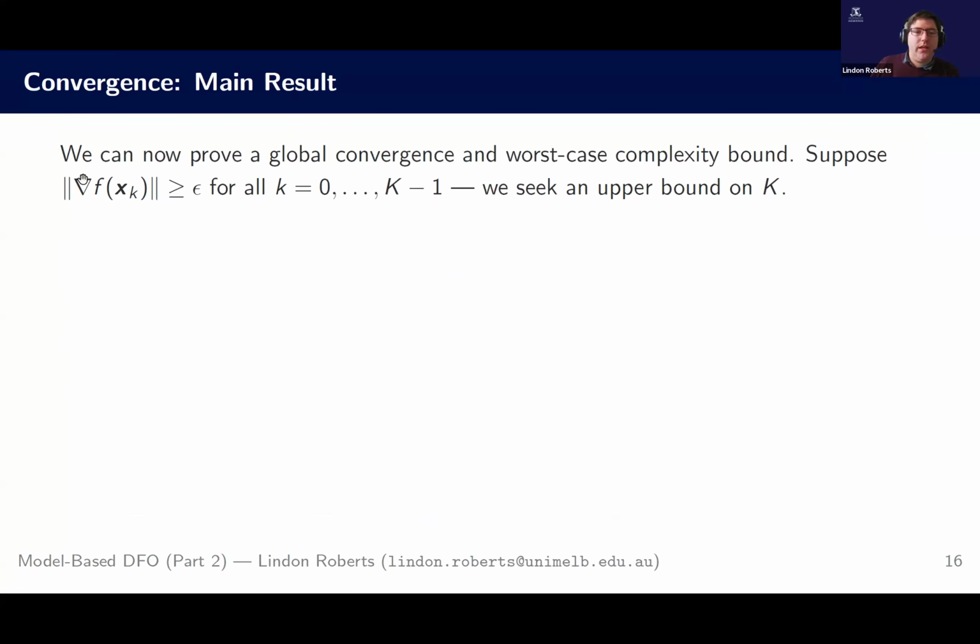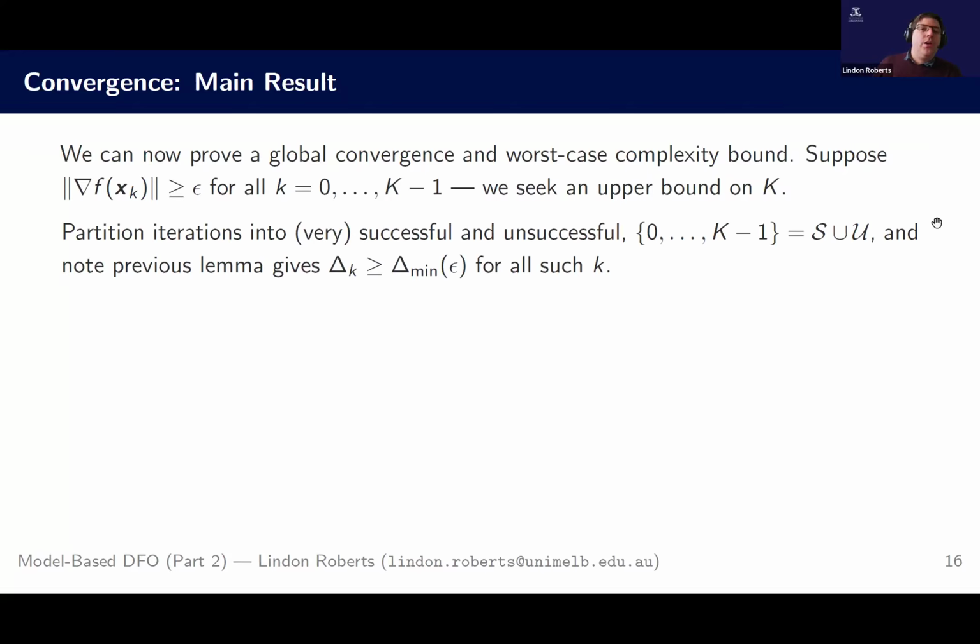So what we're going to do is the same thing. We're going to assume we're using capital K iterations and we haven't reached a good point in all of those K iterations. And we're going to try and upper bound how long that can last for. So what is an upper bound on capital K? The way we're going to do this is we're going to look at the good iterations and the bad iterations separately. So I'm going to split up all my iterations into the successful ones where we took a step and the unsuccessful ones where we did not take a step. And I'm going to note that we know that delta never gets too small.